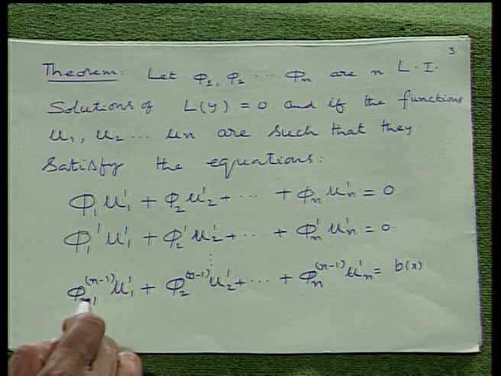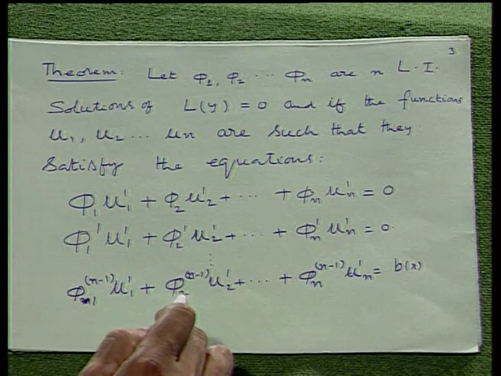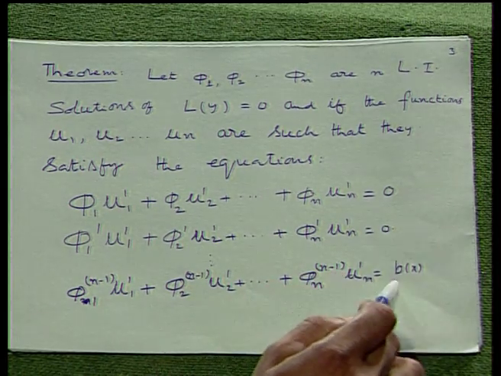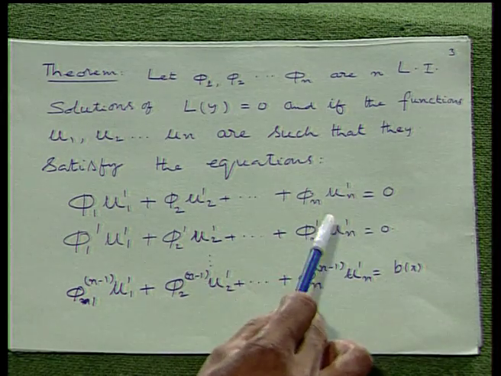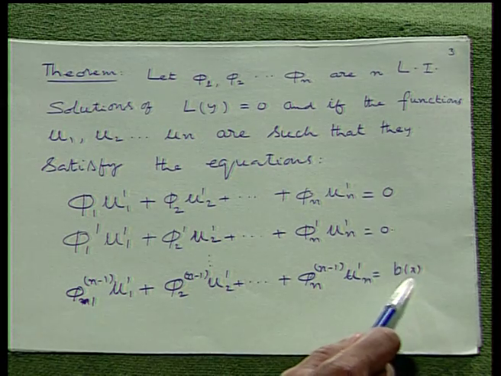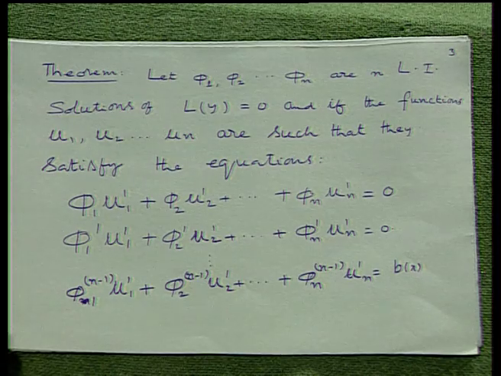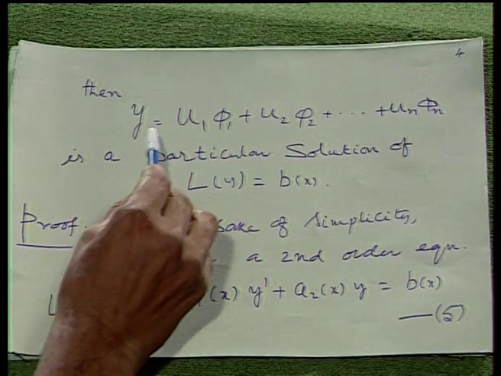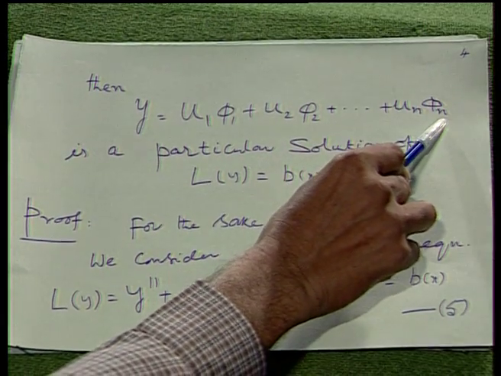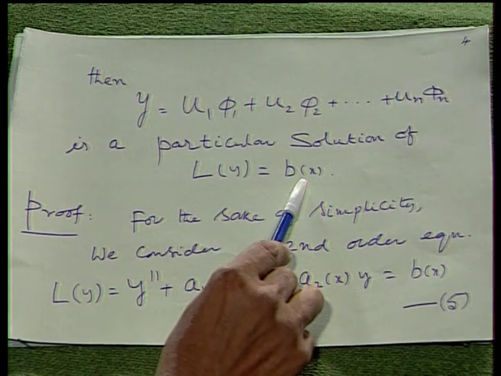and the last one is phi 1^(n-1) u 1 dash plus phi 2^(n-1) u 2 dash etcetera plus phi n^(n-1) u n dash equal to b(x). Here the dashes indicate derivatives with respect to x. Here b(x) is the non-homogeneous part of L y equal to b(x). Then the expression u 1 phi 1 plus u 2 phi 2 etcetera u n phi n is a particular solution of L y equal to b(x).